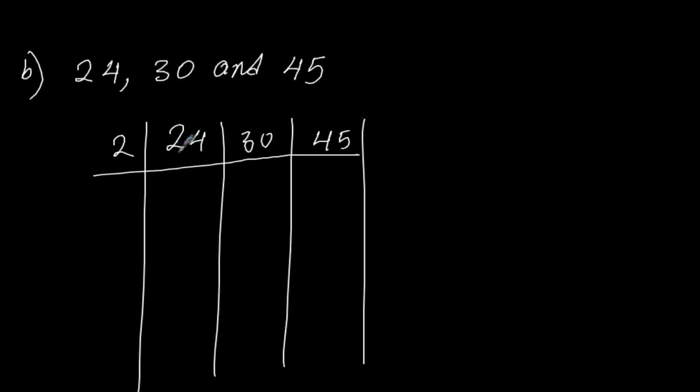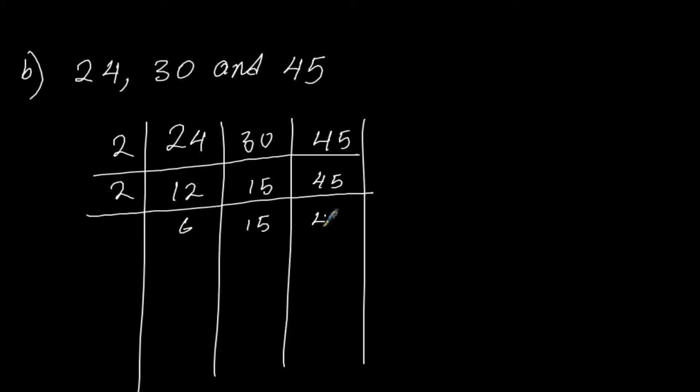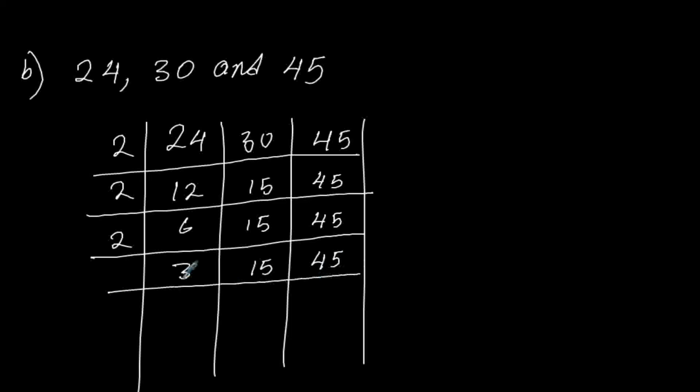So when I divide 24 by 2, I get 12. Here I get 15, and I can't divide that, so I just keep it. Then divide by 2, I get a 6, I get 15, and I keep that. You keep the numbers which can't be divided by that number you are using at that time. So divide by 2 again, I get a 3, I keep 15, and I keep 45. So I can't divide by 2 anymore.